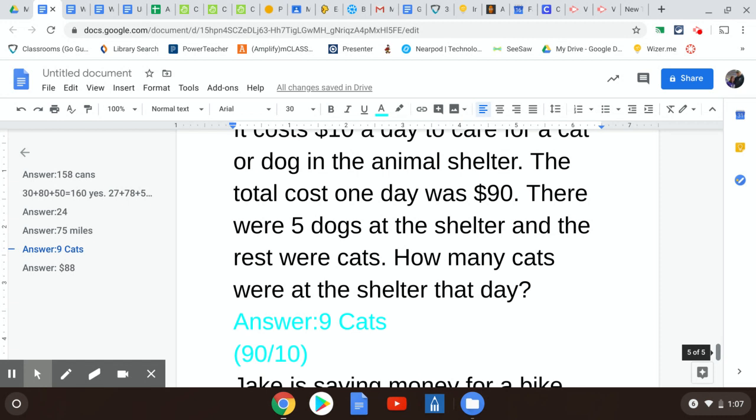Okay, and then we know that there were 5 dogs at the shelter, so we need to know how many of this cost were cats, or how many were cats. So it wouldn't be 5, because you have to round it up to 10, because 5 is at the next jump. So you would take 90 divided by 10, which equals 9. And then this is actually a negative number. So this would actually be -1. So the answer would be no, it's not reasonable.